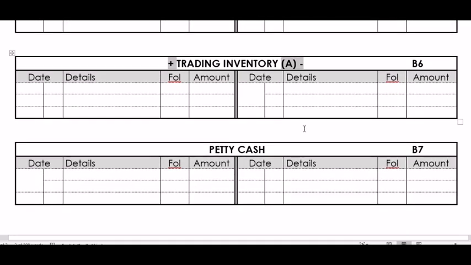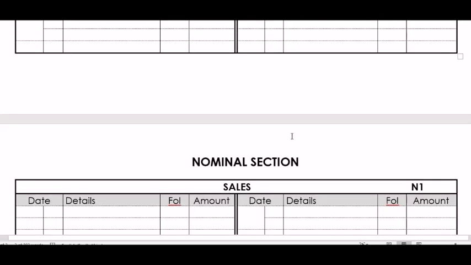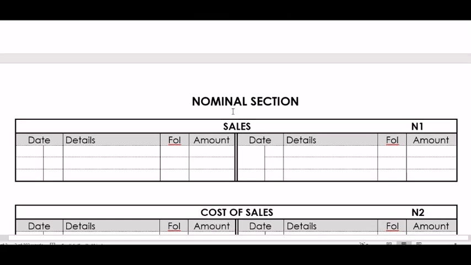And then the last balance sheet section account that you have in front of you is petty cash. Now, we don't deal with the petty cash journals, but you need to know that petty cash is an asset and it also increases on the debit side and decreases on the credit side. Then the next section starts, the nominal section.